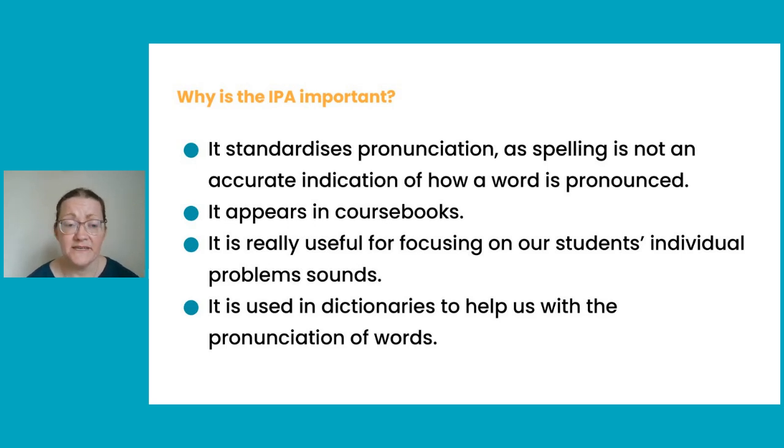Aside from that, the IPA chart is super, super useful for focusing on our students' individual problem sounds. You will see that students from different countries with different first languages will all have sounds that they find difficult in English. Maybe because that sound is different or that sound doesn't exist. For example, when I teach learners from Arab countries, they always have problems with B and P, okay? Because in their language, they are one sound. They are the same sound, whereas in English, they're two, okay?